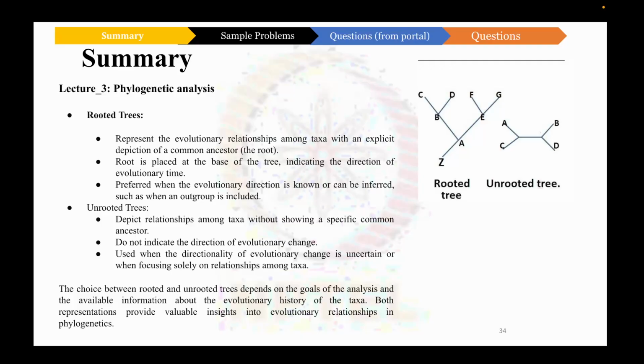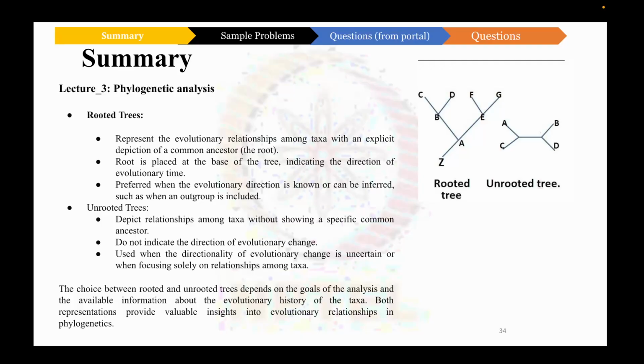Rooted trees provide information about both the relationships among taxa and the directionality of evolutionary change. These trees are also often used when the evolutionary direction is known or can be inferred, such as when an outgroup is included in the analysis. Followed by that, we have unrooted trees.